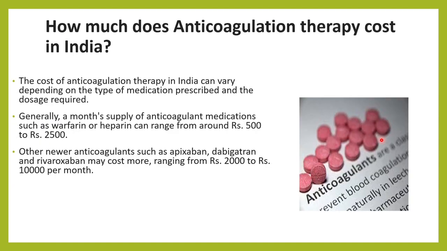So how much is the cost of this anticoagulation therapy? Generally these anticoagulant medications such as Warfarin or Heparin can range from 1000 to 2500 to 3000 rupees, whereas for a newer anticoagulant like Apixaban, the cost might vary, and you might have anything from 2000 to 10,000 per month, depending upon the medications your doctor has advised.